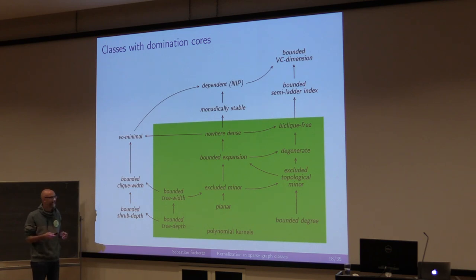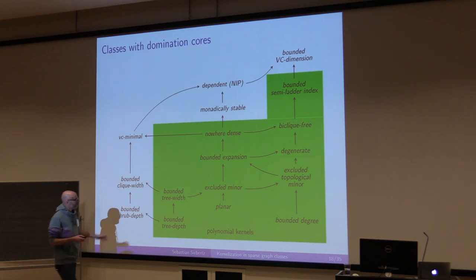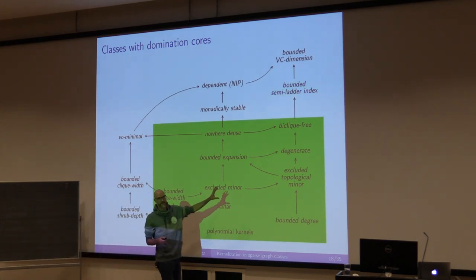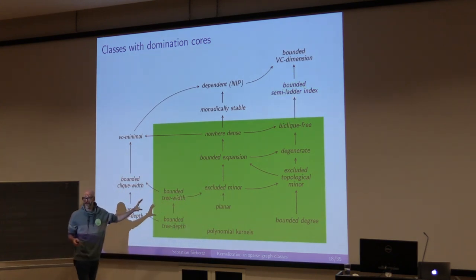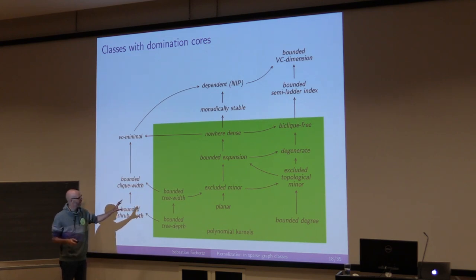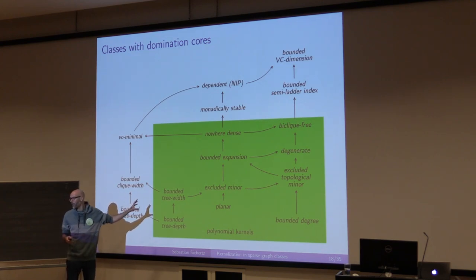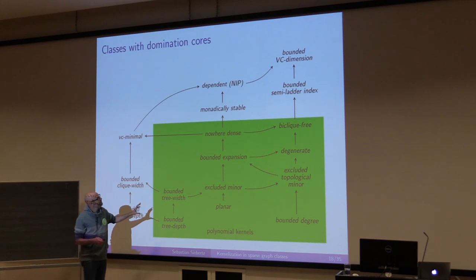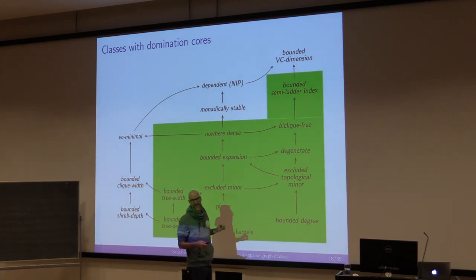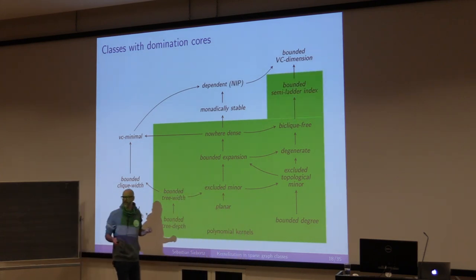Staying on this slide, we have the polynomial kernels here in the sparse graphs, in the subgraph-closed classes. If we have kernels, then we have polynomial kernels. Then we can go with this bounded semi-ladder index to more general graph classes.